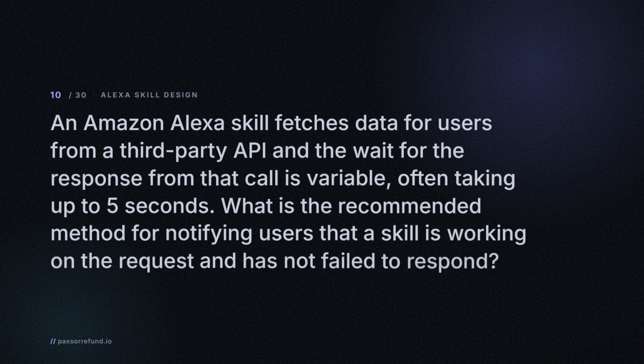Next up, an Amazon Alexa skill fetches data for users from a third-party API. Now, the wait for the response from that call is variable, often taking up to 5 seconds. So, what's the recommended way to tell users that a skill is busy working on the request and hasn't just failed to respond?